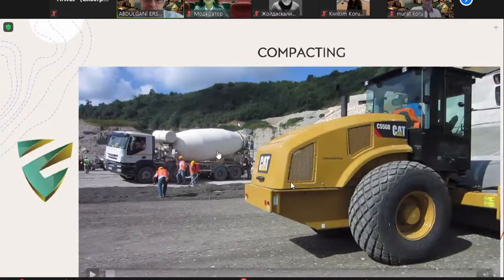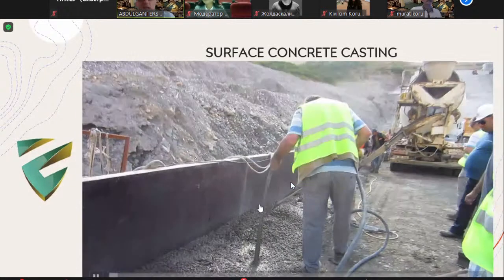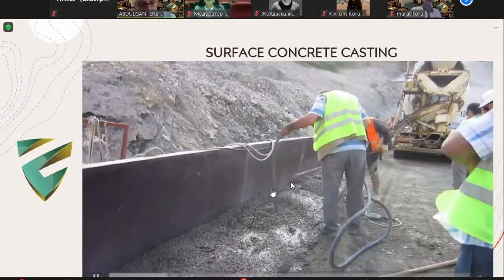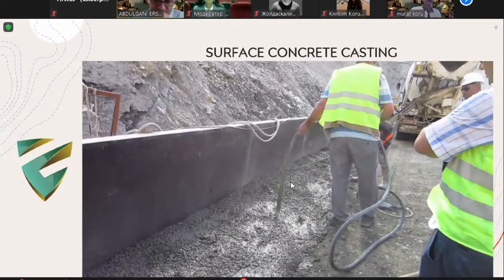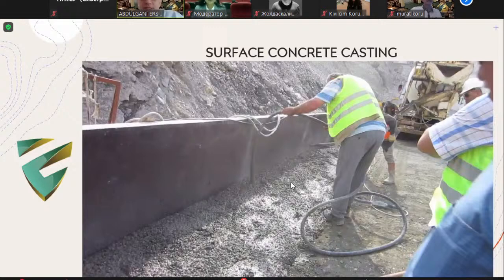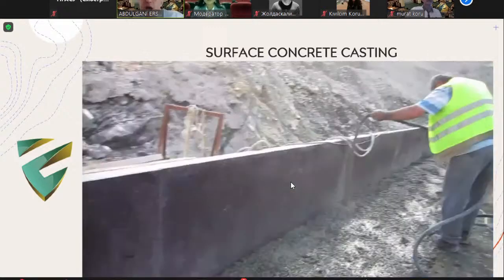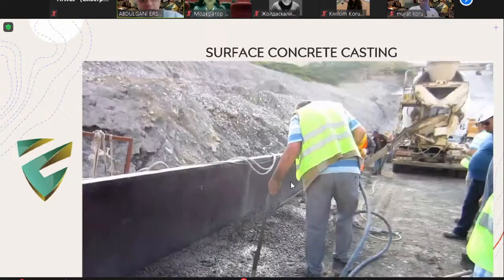Next slide. We are using conventional concrete between RCC and the upstream side of the dam. The reason for using conventional concrete is to ensure water tightness and increase body strength.